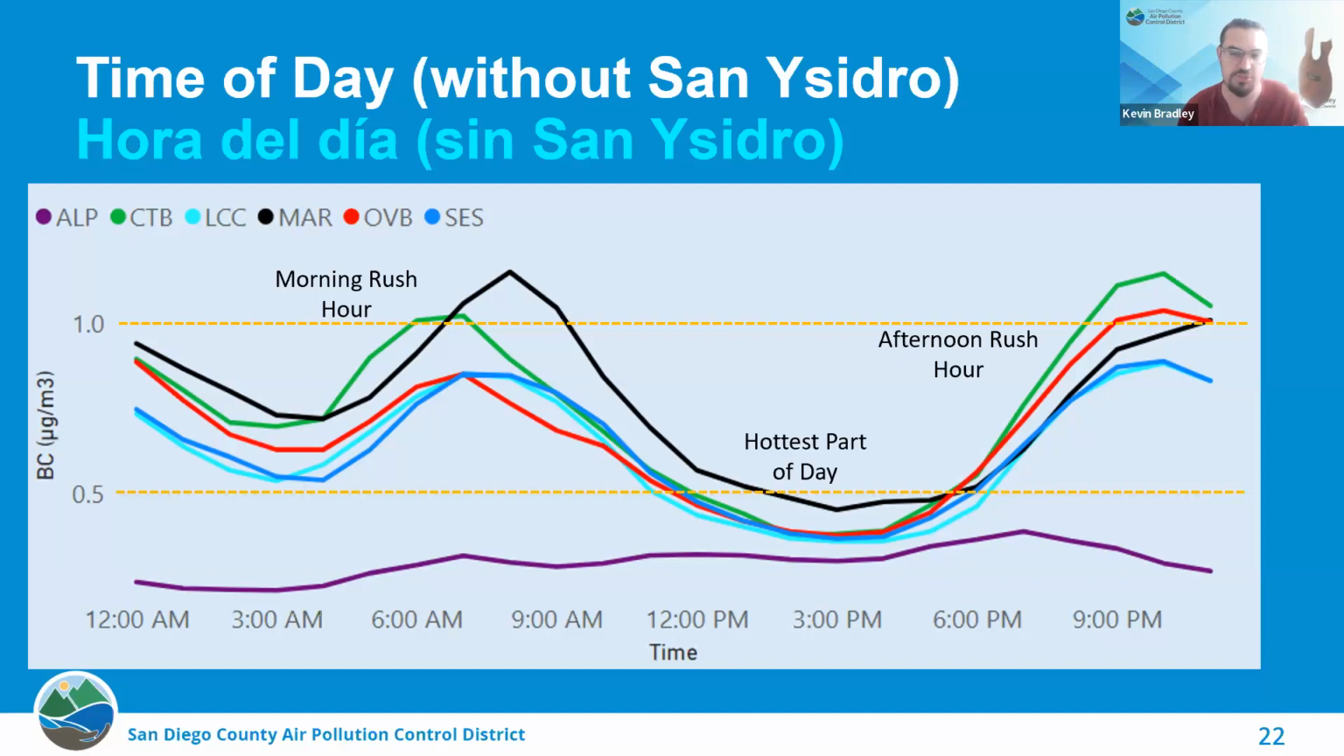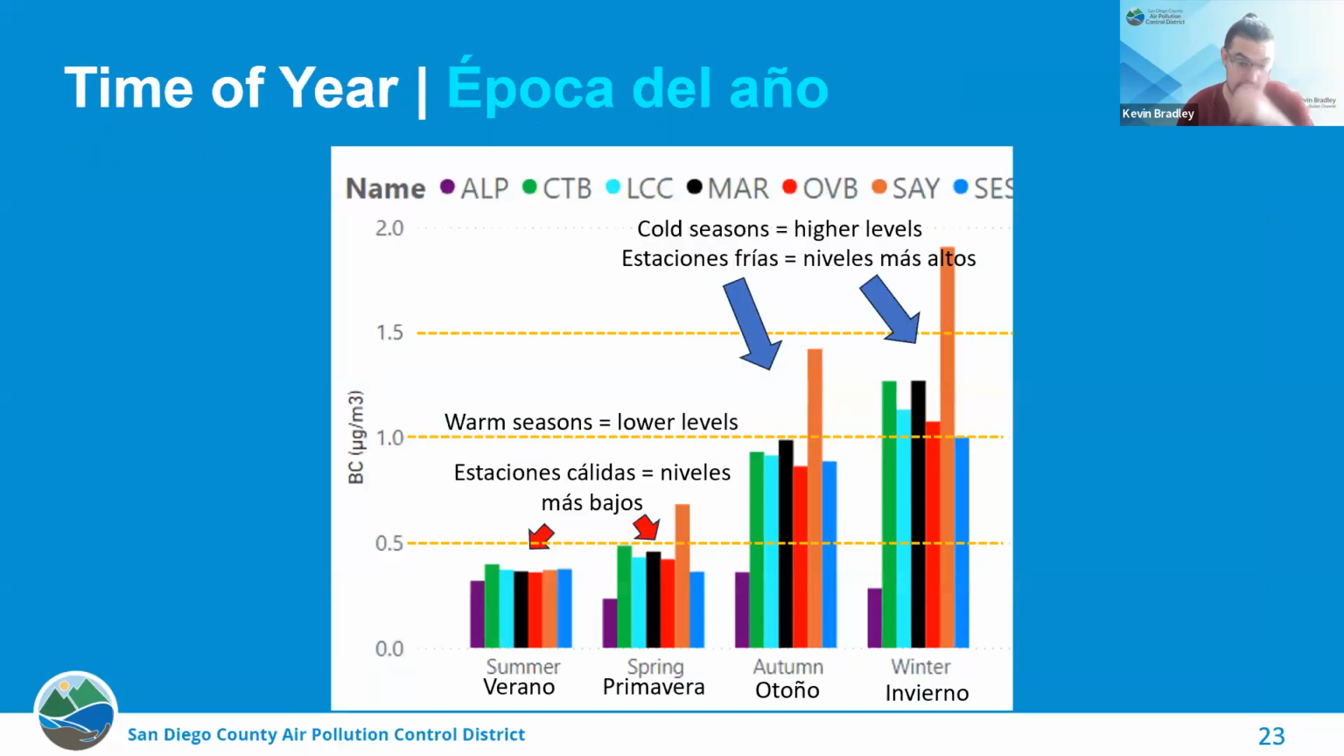So that's the general trend we see day by day, is that these trends are really tied to two things, rush hour and the temperature. So when there's a lot of traffic and cooler temperatures, that's when we're going to see our highest levels, and vice versa. Next slide, please.